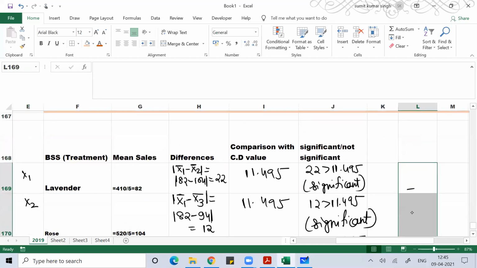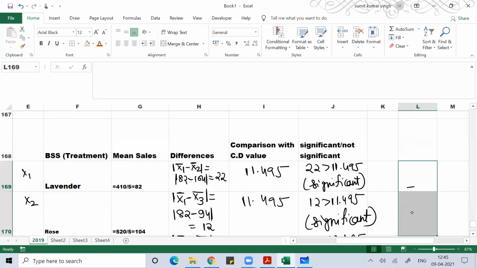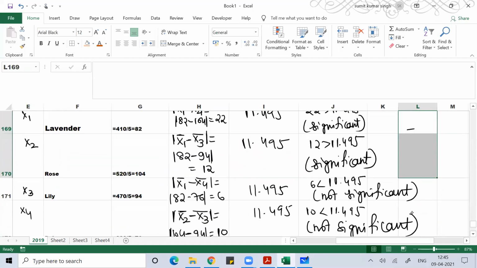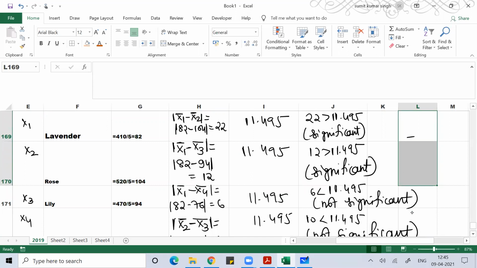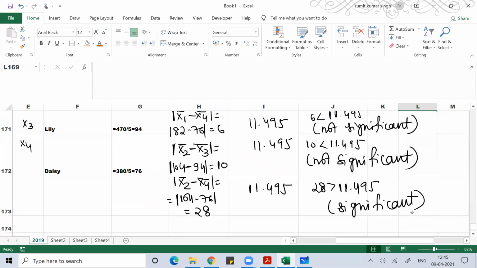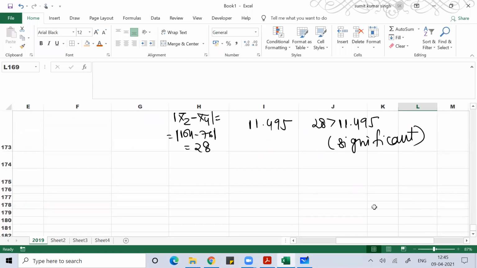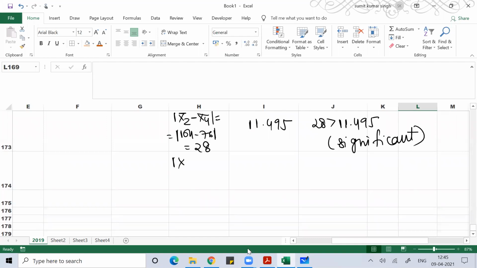So how many did I do? In total, 4C2, 6 will be there. So x1 bar minus x2 bar, x1 bar minus x3 bar, x1 bar minus x4 bar, x2 bar minus x3 bar, x2 bar minus x4 bar, and then the last, x3 bar minus x4 bar. What is x3 bar? X3 bar is 94. 94 minus 76, how much is it? 18. 18 is more than 11.495. So they are significant.